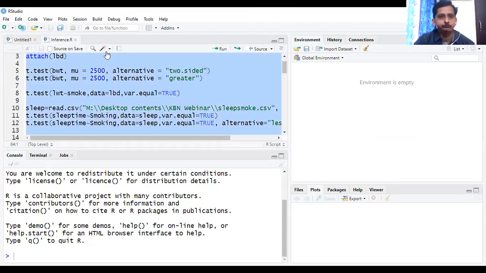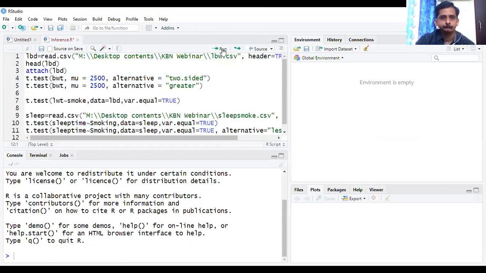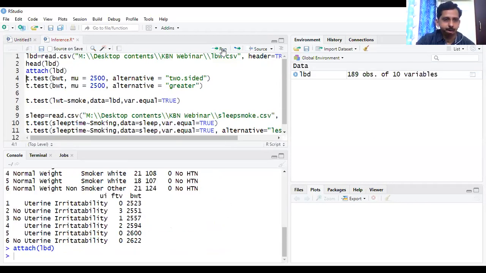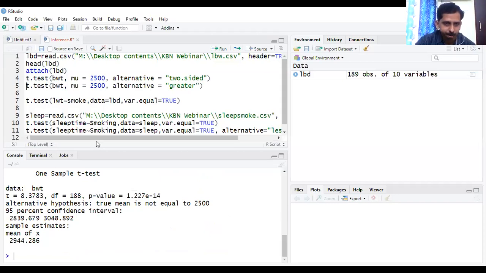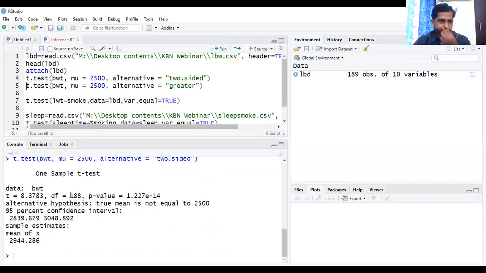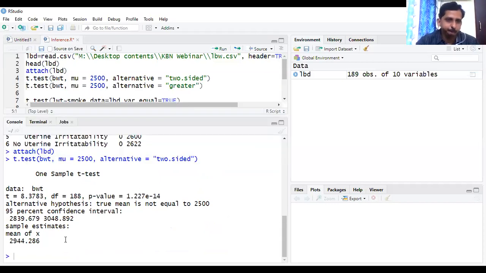Okay, let me load the data. Okay, now attaching the t-test. See, now what is the value we got? Just with the click of a button, it will tell the data variable which is under consideration. This is the T statistic value.